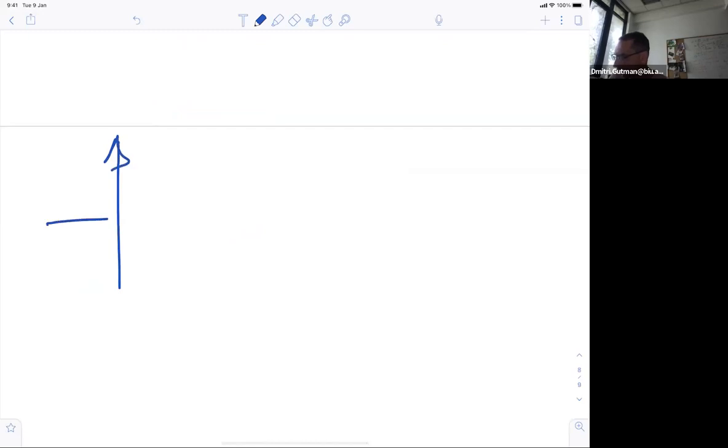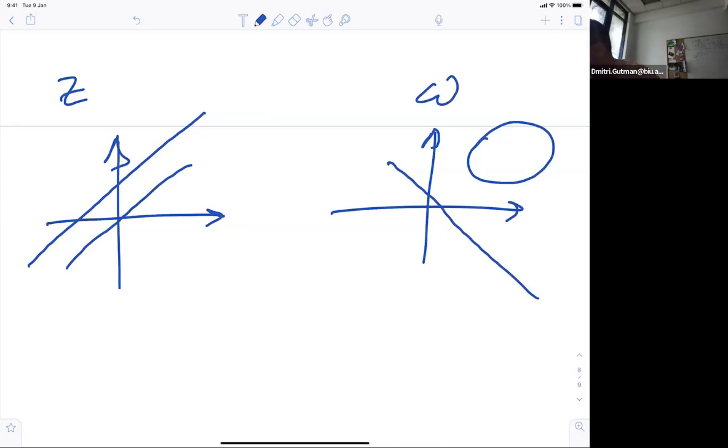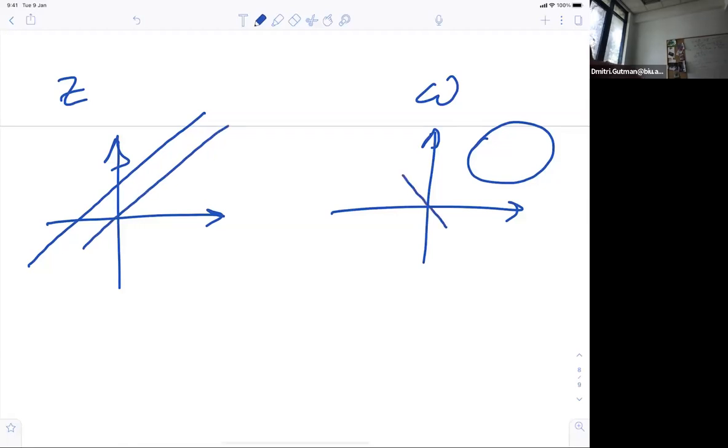So for lines, we get the following correspondence. On the z plane, the line that does not pass through the origin becomes a circle, symbolically. On w, this is z. The line that passes through the origin becomes another line that also passes through the origin. Let me put some coloring. So this is this line. This is this line.